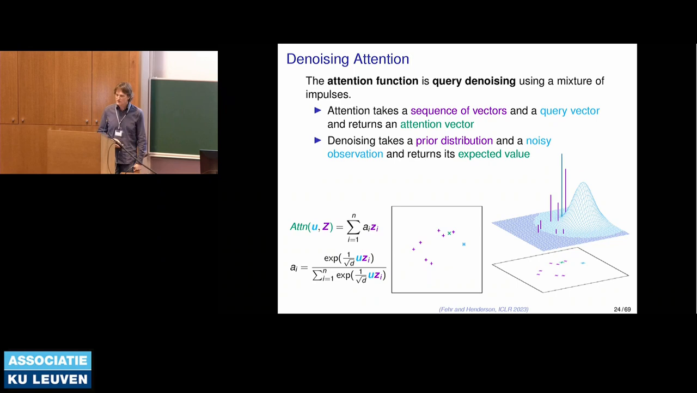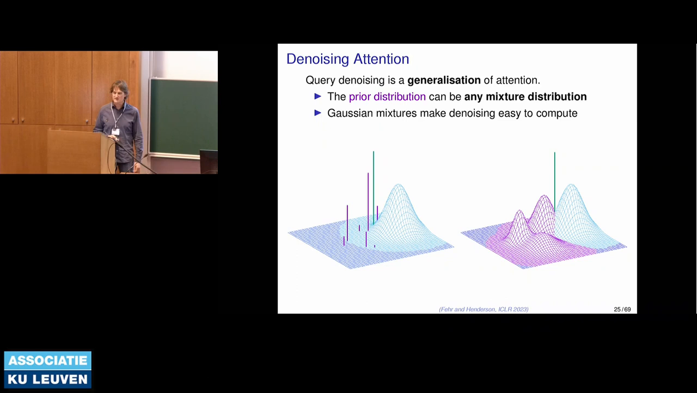So what we've shown is that the attention function can be mapped to query denoising, where the sequence of vectors maps to a prior distribution, the query vector maps to a noisy observation, and the result of attention is the expected value of the posterior. Those are all just exact equivalences, but in fact, what we can now do is generalize beyond normal attention. We can say our latent space is any mixture distribution. And as long as we can compute query denoising given that prior, we have a perfectly good definition of attention. For one thing, the heights of these vectors don't have to be a function of the L2 norm, which they need for equivalence with attention. It could be anything. And we can still compute the denoising.